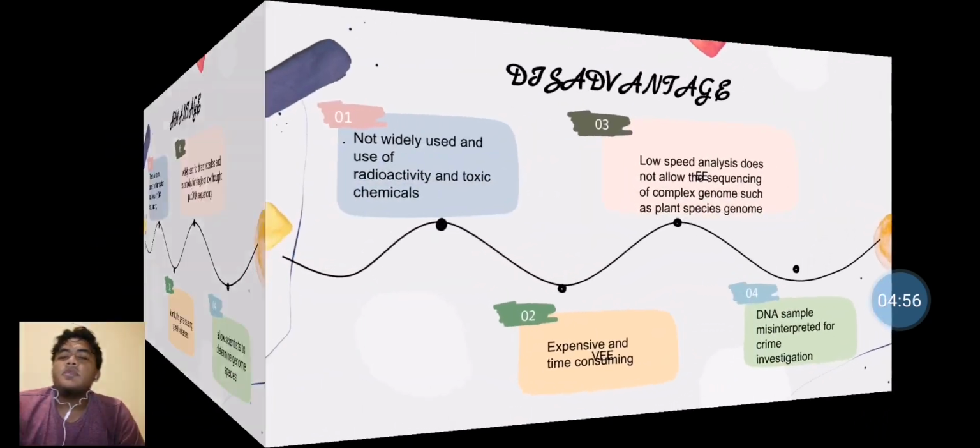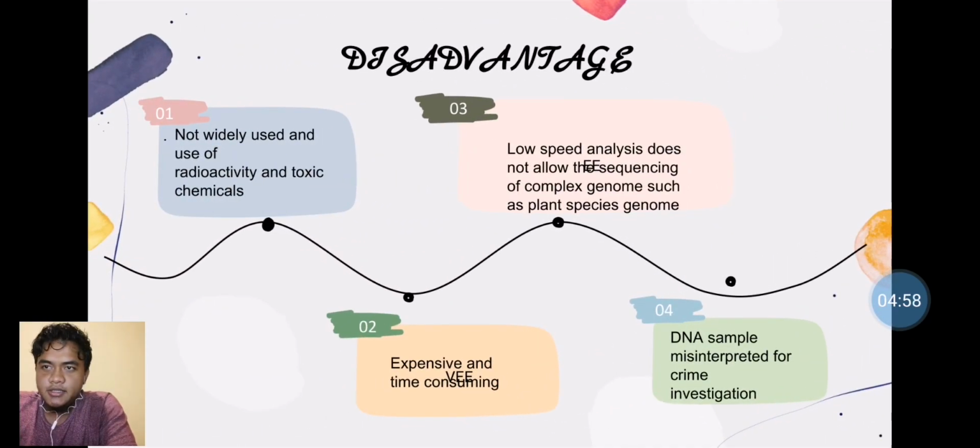For disadvantages, first, it is not widely used and uses radioactivity and toxic chemicals. So it's expensive and time consuming. Third is low speed analysis; it does not follow the sequencing of complex genomes such as plant species genomes. The fourth is DNA sample misinterpretation for crime investigation.